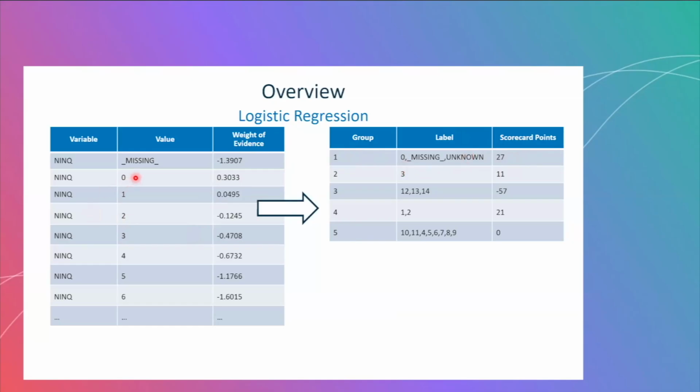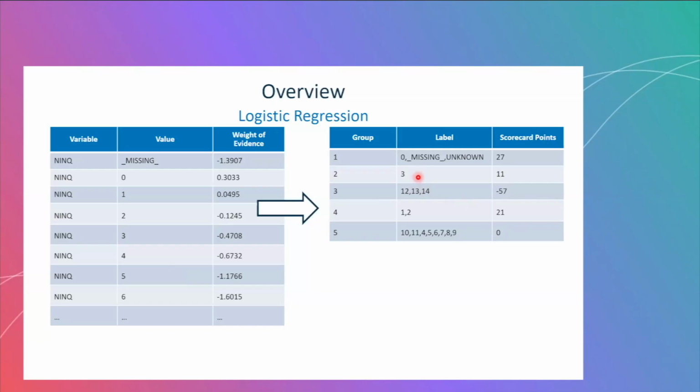because there are like 0 bad or 0 inquiries, and the weight of evidence was basically reflecting that there were very few defaulters out there, and that led to having a higher score point. Whereas the lowest score point is that of 12, 13, 14. We don't have the data out here right now.